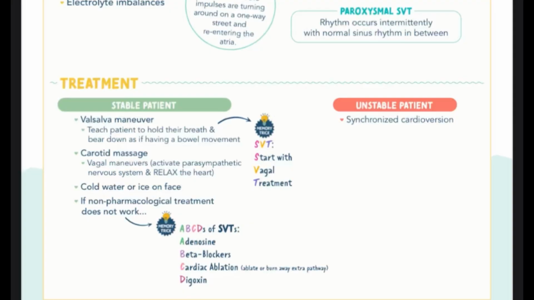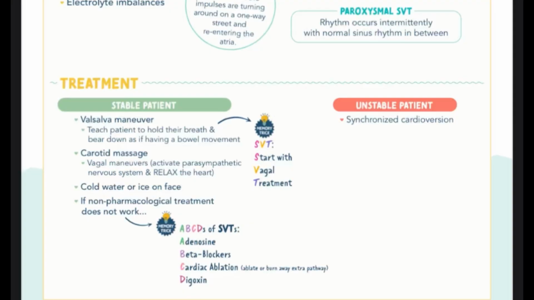If the non-pharmacological treatment does not work, then we go for the ABCDs for supraventricular tachycardia: A for adenosine, B for beta blocker, C for calcium channel blocker, D for digoxin. If the patient is unstable, we follow with cardioversion. One important thing: we give adenosine as a very rapid push and flush with NS because the heart rate may stop. Another important question: which medication should be held 48 hours prior to an elective cardioversion? It is digoxin, due to increased ventricular irritability.